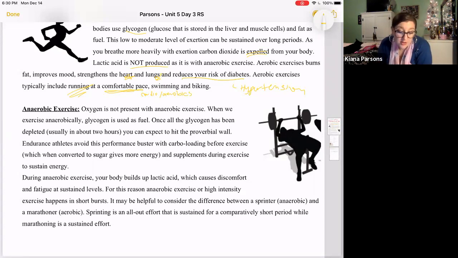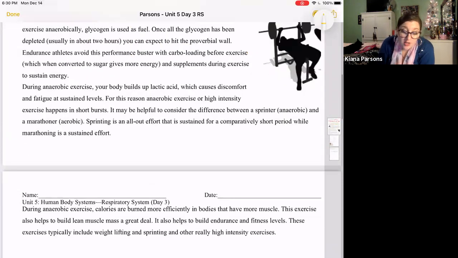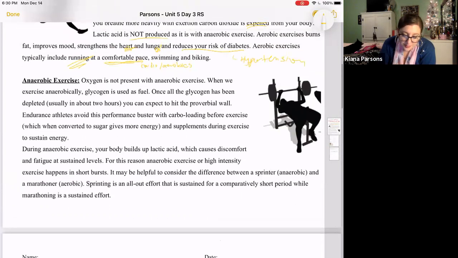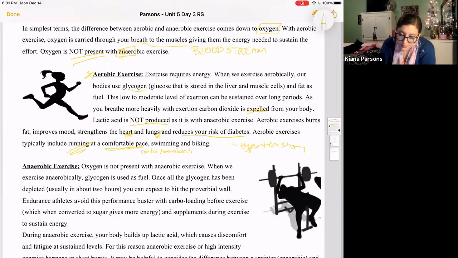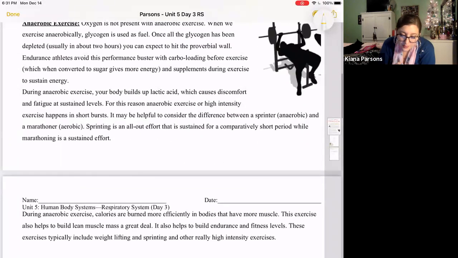But you can also do exercise in a different way. Anaerobic exercise. Oxygen is not present with anaerobic exercise. So when we exercise anaerobically, glycogen is used as fuel. Once all the glycogen has been depleted, usually in about 2 hours, you can expect to hit the proverbial wall.